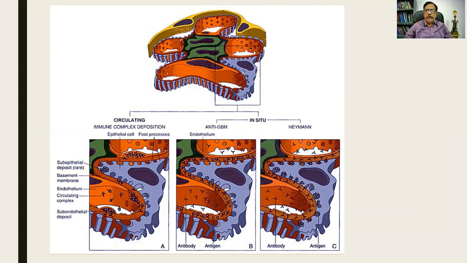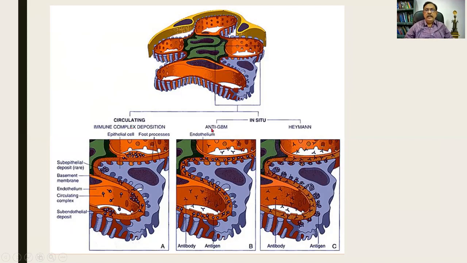The basic mechanism of any glomerular injury can be immunological. And when I say immunology, it is antigen, antibody, or an antigen-antibody complex. And they are basically divided into circulating immune complex. So here I am finding the dots, which are the antigens, and the Y's, which are the antibodies. So these form complexes and they get deposited in the subepithelial or the endothelial regions. This is one. That is a circulating immune complex.